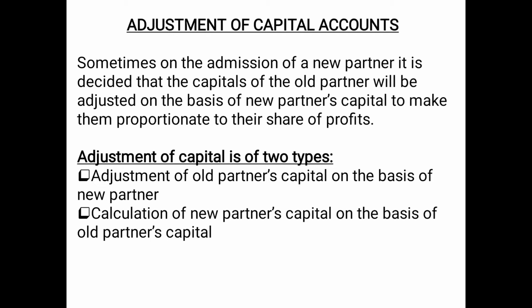So adjustment of capital is of two types as discussed. The first one, adjustment of old partner's capital on the basis of new partner. That means whatever capital the new partner is bringing, on that amount we will calculate the actual capital required of the old partners. And the second type is calculation of new partner's capital on the basis of old partner's capital. In this case, the capital to be brought in by the new partner is not given in the question. You have to calculate his proportionate capital on the basis of the old partner's capital.